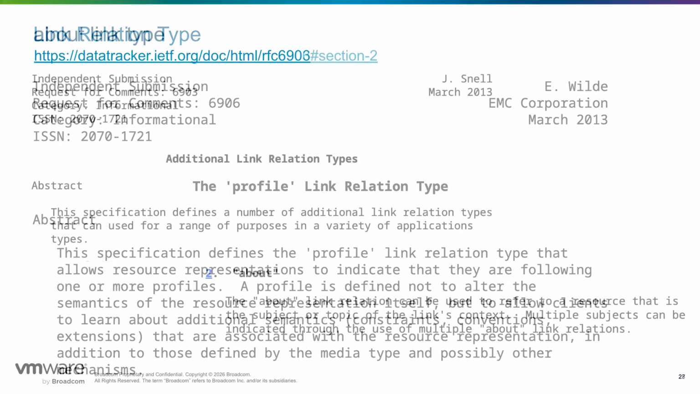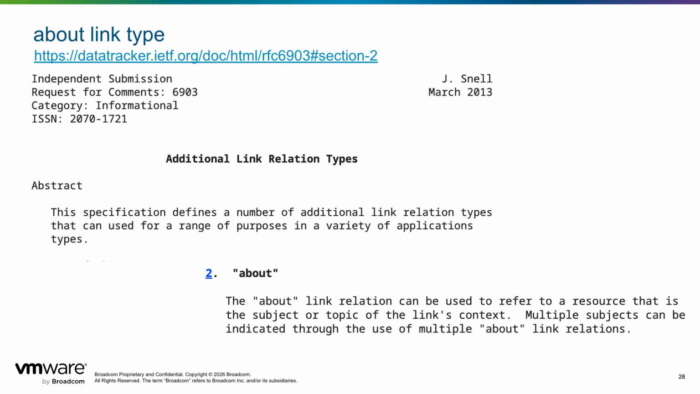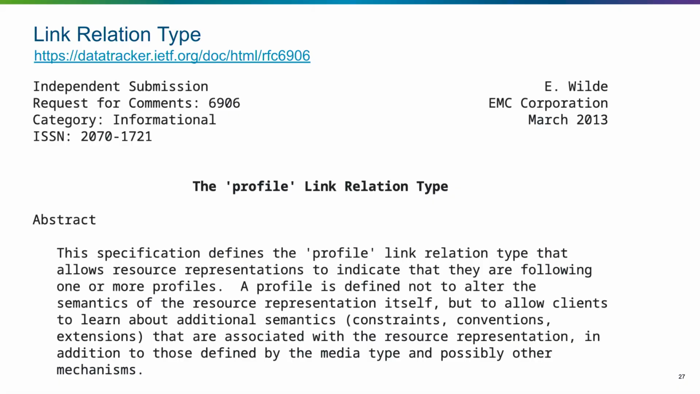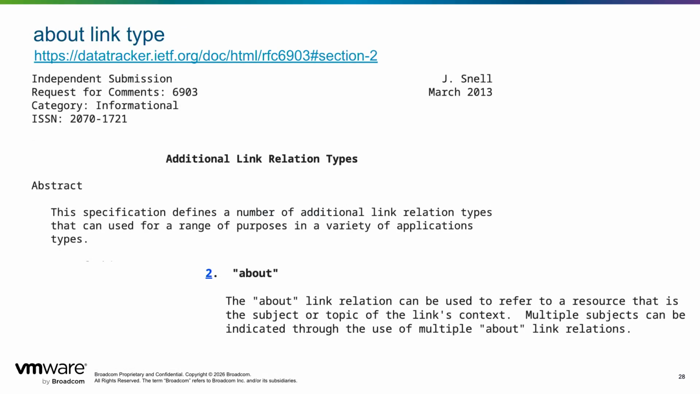Okay? All right, there was another one for about. This basically has another RFC that defines it, also from 2013. And that tells you the business meaning of the thing you're looking at. So the profile tells you the rules for actually making the HTTP request and interpreting it. It's more rules on top of, say, application/json. The about tells you the business meaning.